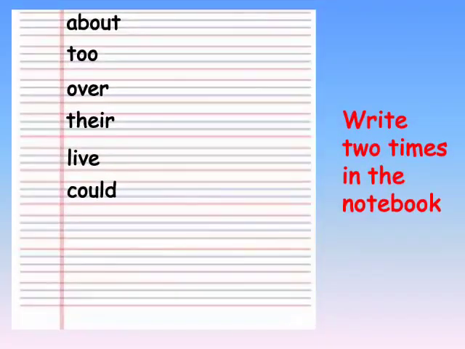There. T H E I R. There. Live. L I V E. Live. Could. C O U L D. Could. You have to write these words in your notebook. You have to write 2 times in the notebook, children.